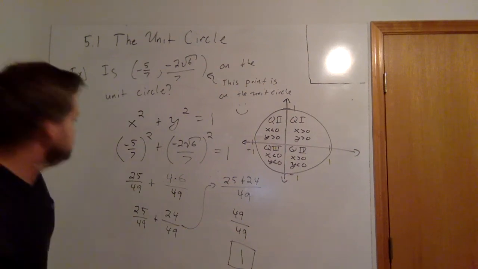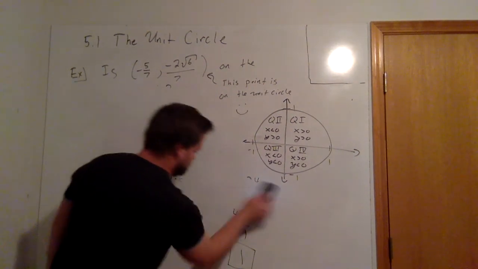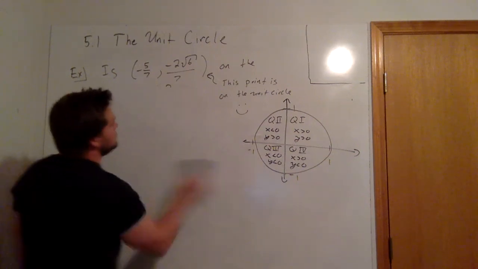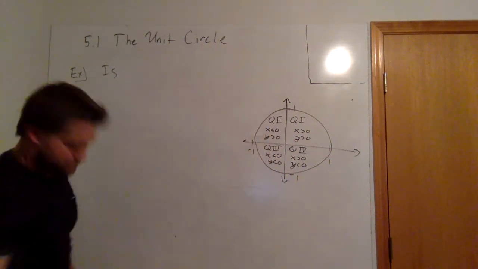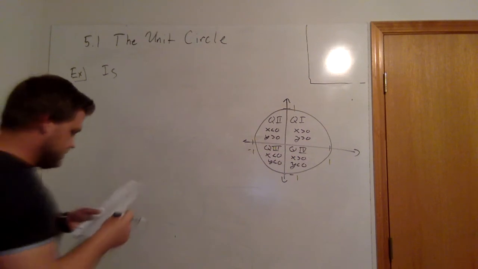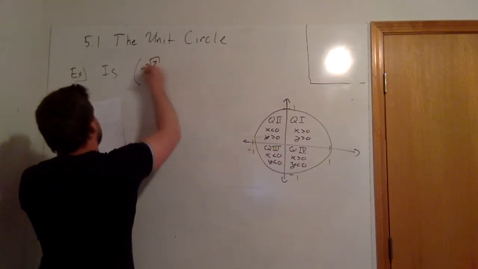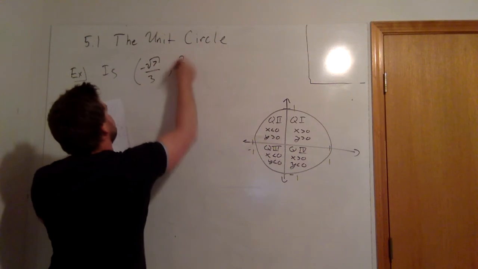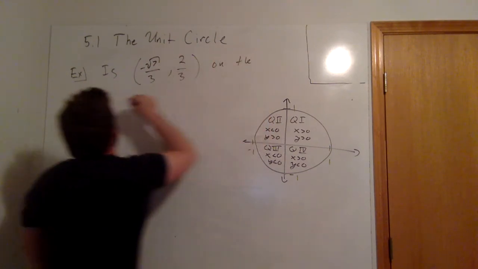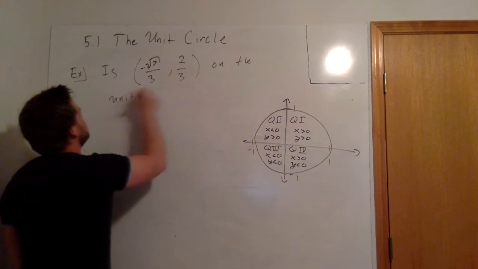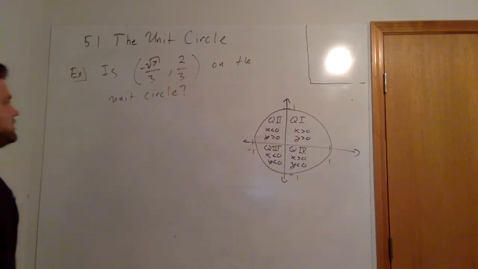Let's do one more example. Is -√7/3 and 2/3 on the unit circle? Go ahead and pause the video and give this a shot on your own.